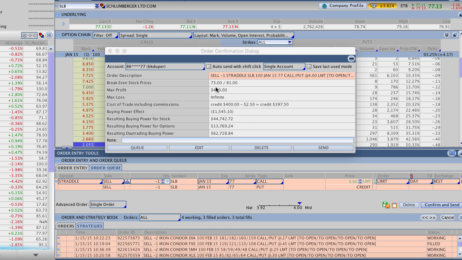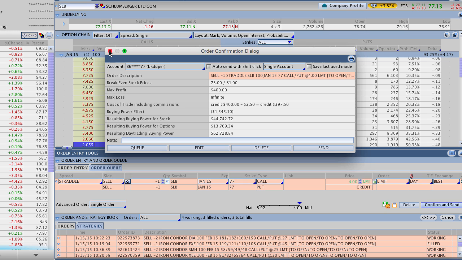Now, as you can see, that $4 credit moves us about $4 outside of the expected range. So that $4 credit that we have here moves us about $4 on either end. So our new break-even prices are 73 and 81, which really gets us just outside of that range on either side. And that's really the point of the straddle, is that it's a lot more capital intensive to do this position, but you take in a bigger credit.